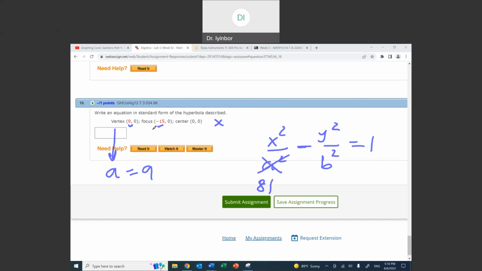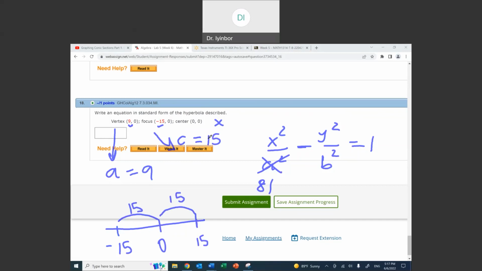Now, the focus is going to give me c. The focus is negative 15. But if you remember, there are two foci, right? You have the center at 0, 0 and a focus at negative 15. So what is the distance from negative 15 to 0? The distance is 15, because there's another focus at 15 also. The two foci are symmetrical about 0, so it's going to be 15. Here you're not putting negative 15, you're putting 15, because A, B, and C are always positive numbers since they're distances. So keep that in mind.